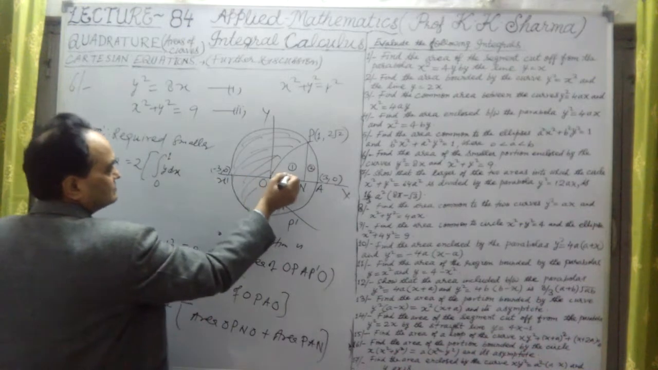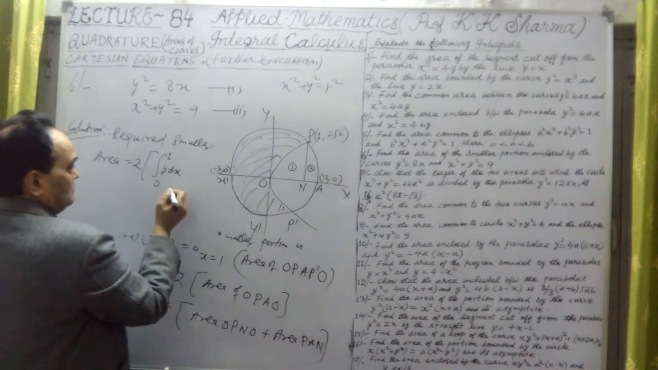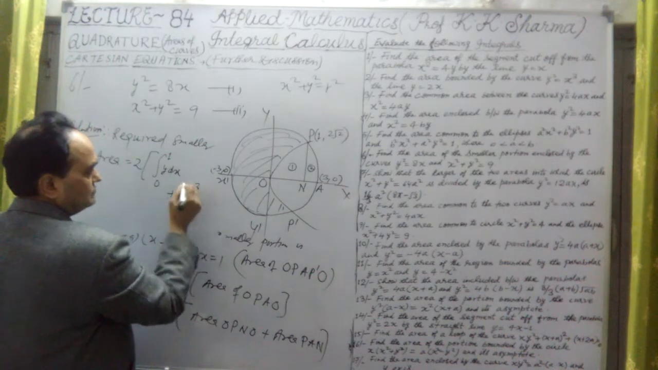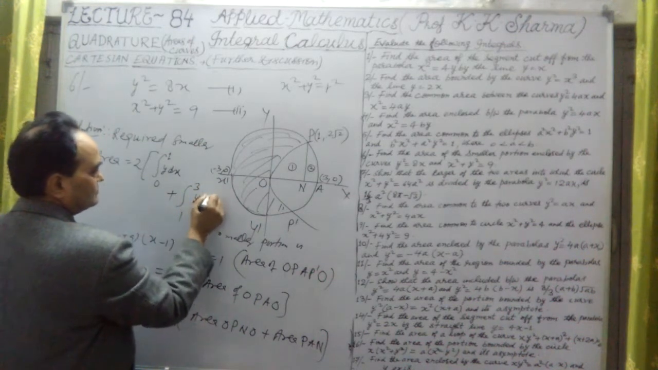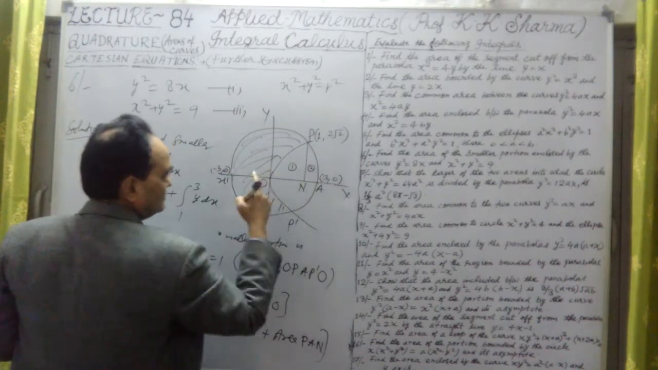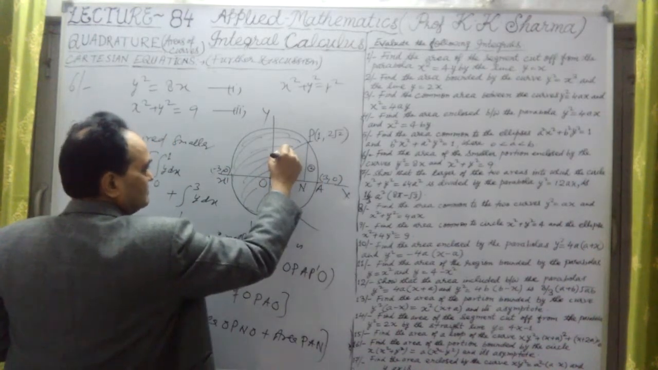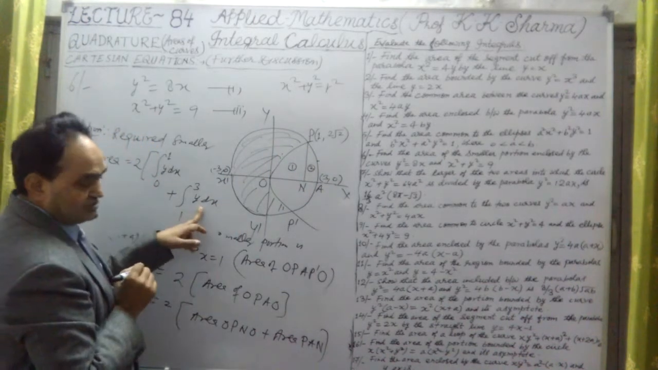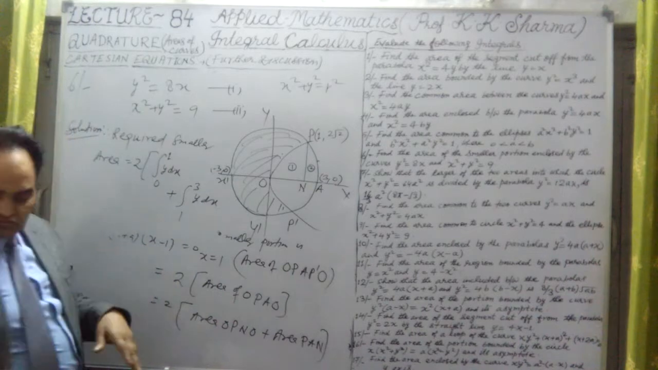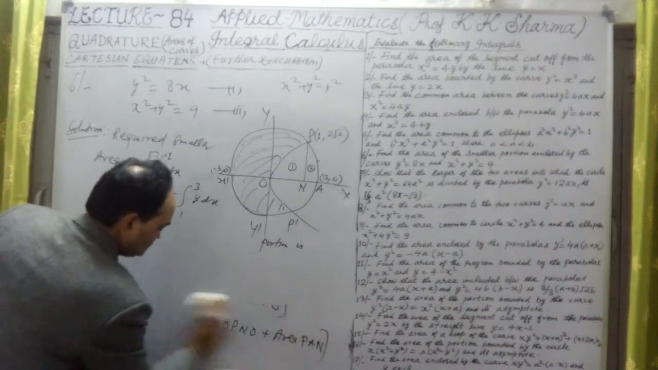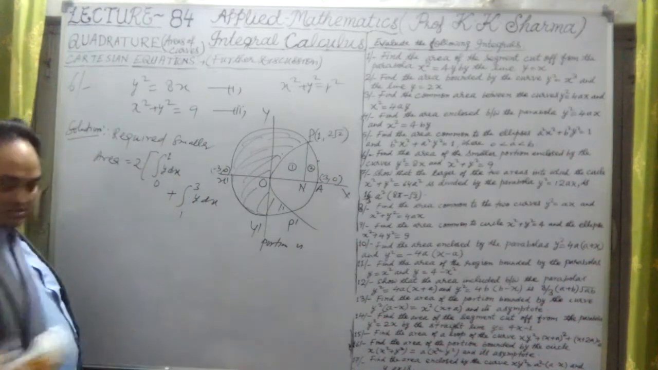y dx means this y. We will write a plus sign and then 1 to 3, again y dx. Now this second y is for the circle. The first is this curve, I mean this parabola, and the second is the circle. Let me find those y's, substitute those values, and solve it.